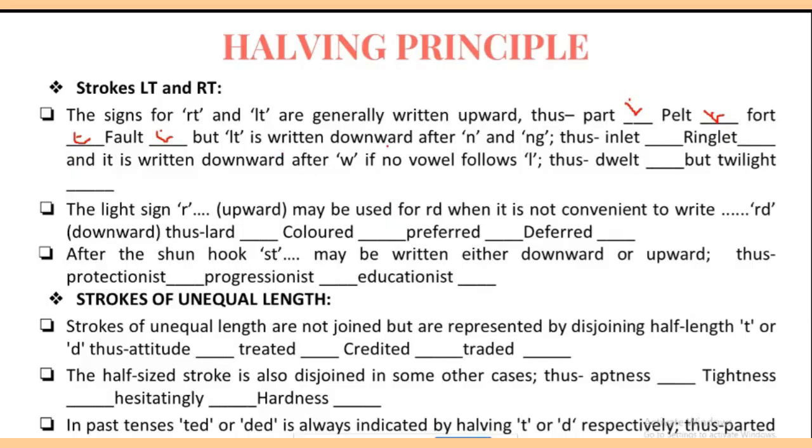but it is written downward after N and ing. If there is N or ing, it will be written downward. For example, inlet, N and L downward. It will be half. Same ringlet, ray, ing, and L downward.